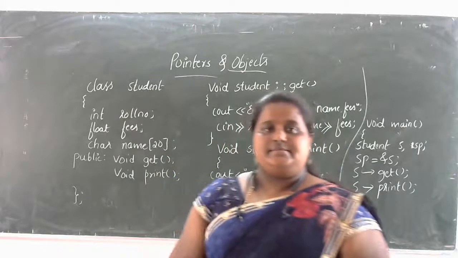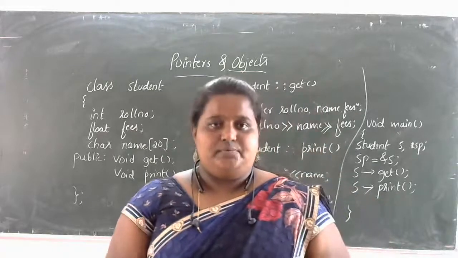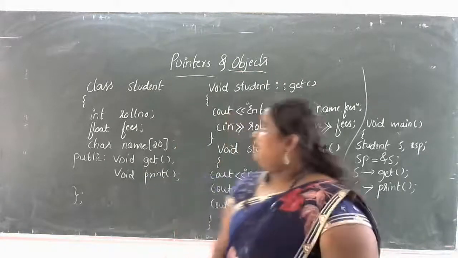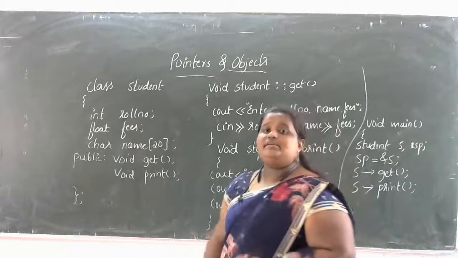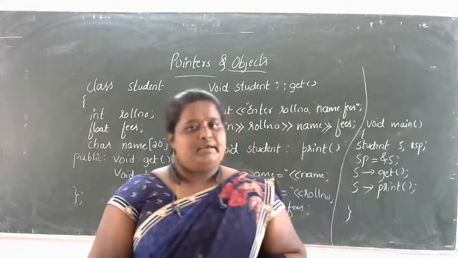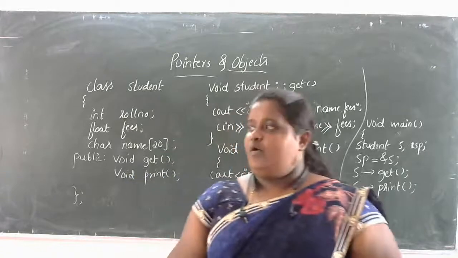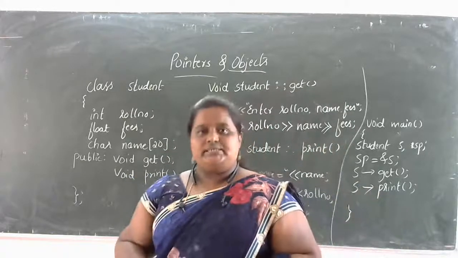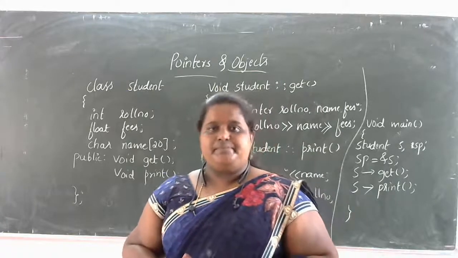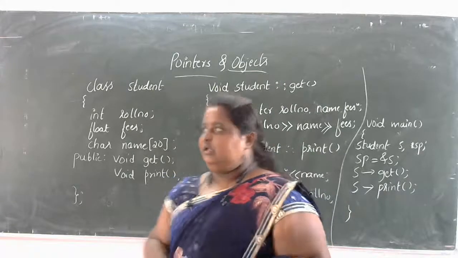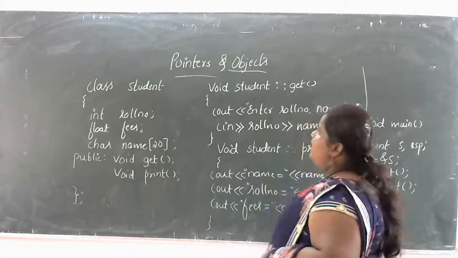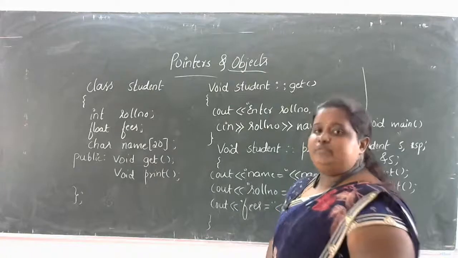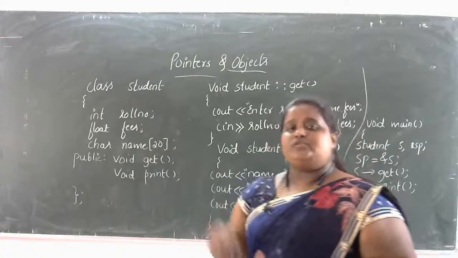In the last class, you have studied about memory allocations, pointers and functions, right? The ways of passing pointers to your functions. There are two ways: pass by reference and pass by pointer. Today we'll see about pointers and objects, how the object pointer holds the address of your object.